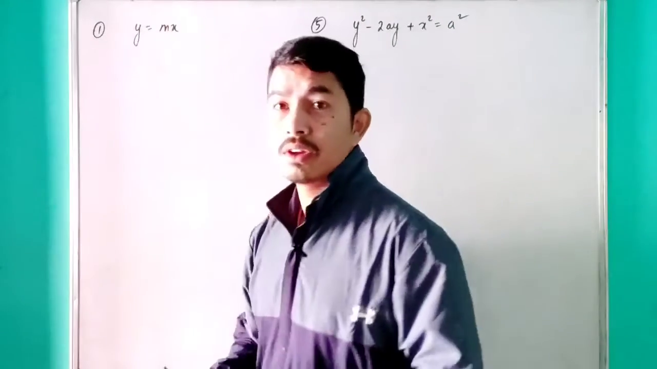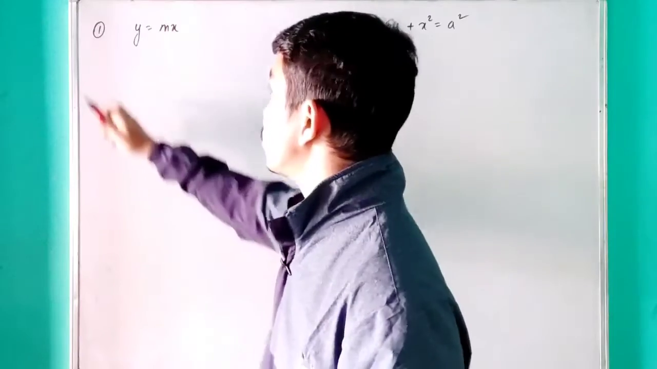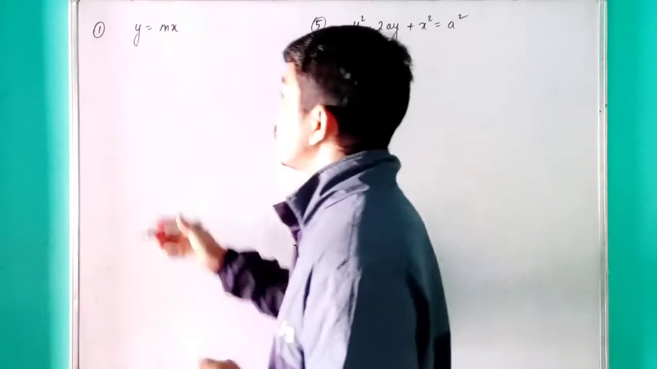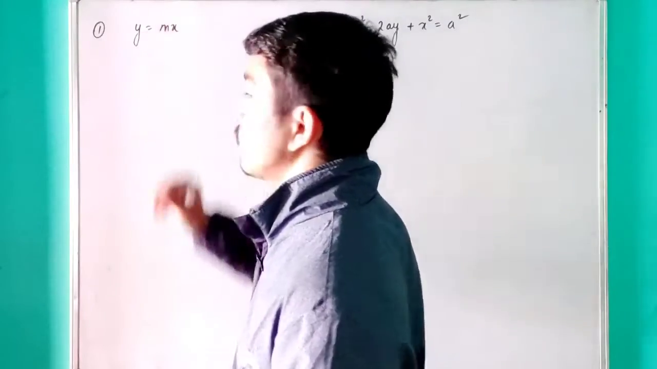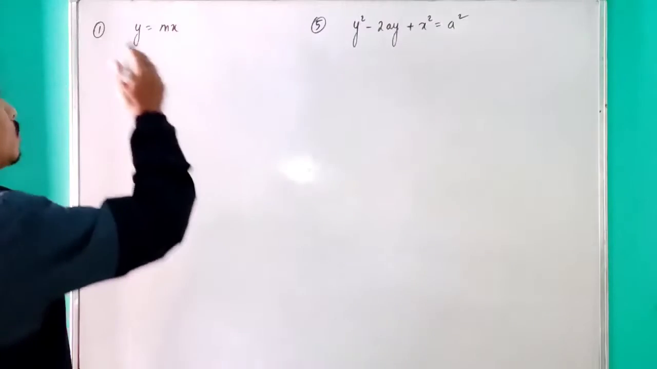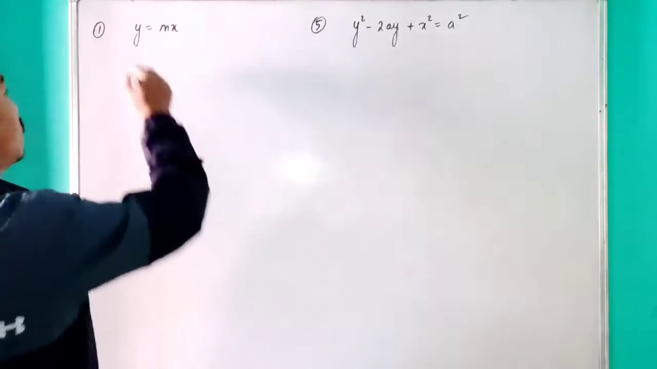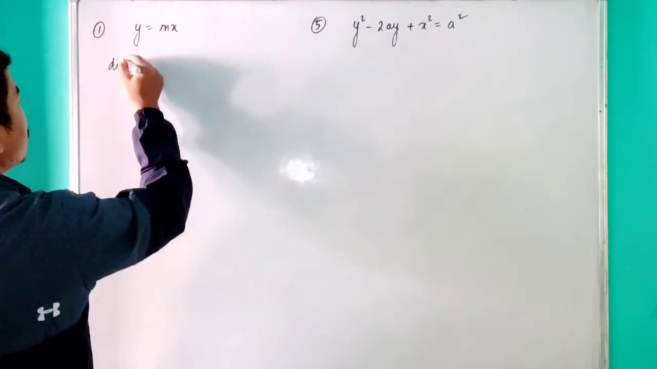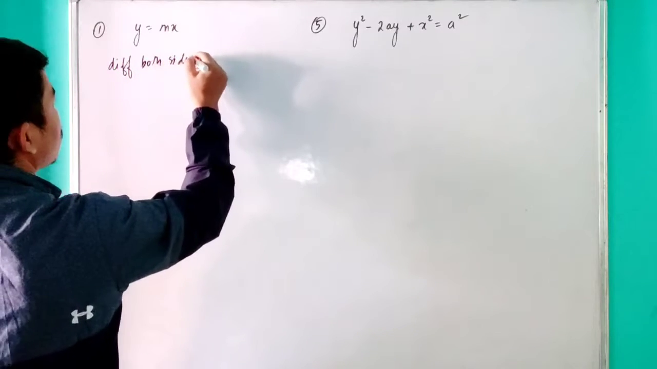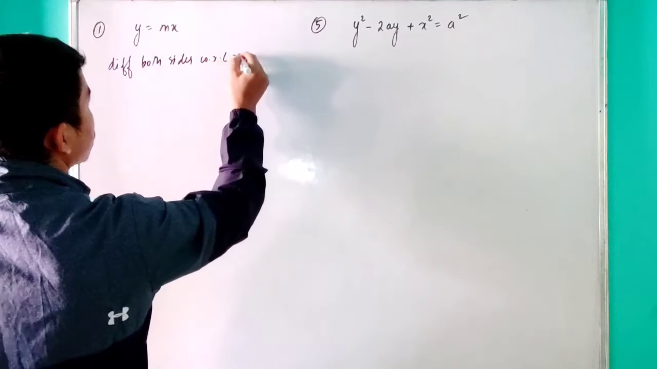Here I have taken two questions from your textbook. The first one: you have to find the differential equation of the family of curves given by the expression y is equal to mx. This is very simple. Just as we have learned earlier, we simply differentiate it with respect to x, so differentiating both sides with respect to x.